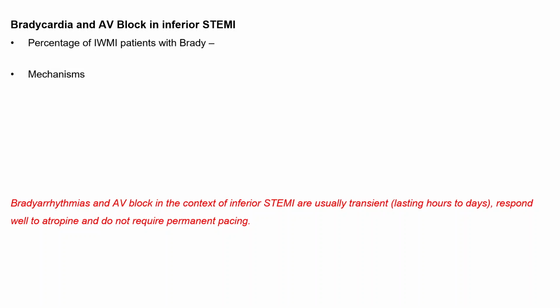Now you told inferior MI may be associated with bradycardias and AV blocks. Now what is the mechanism for bradycardia? First question is what percentage of inferior MI patients will present with brady? This is around 20% of cases. So one-fifth of inferior MI patients will present with brady and various types of AV blocks. There are two mechanisms. One is AV node involvement or AV node ischemia. Another one is known as the Bezold-Jarisch reflex.